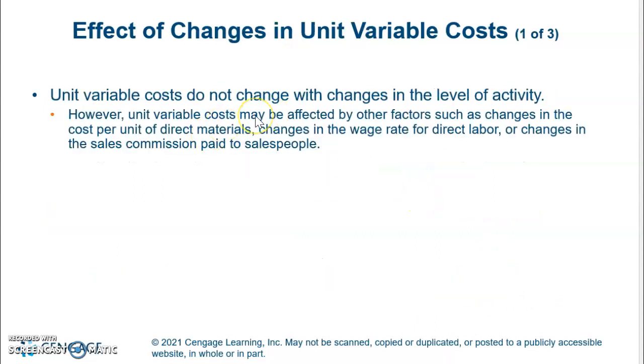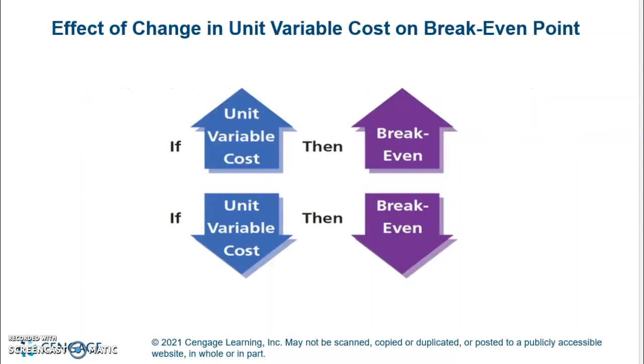Now, unit variable costs remain constant over a relevant range, but they can change. If direct materials go up, then our cost per unit may increase, or wage rates may increase. So what happens is the same. If we have more unit variable costs, then break-even is going to have to go up. If the unit variable costs go down, we don't have as much to cover, so break-even would go down.